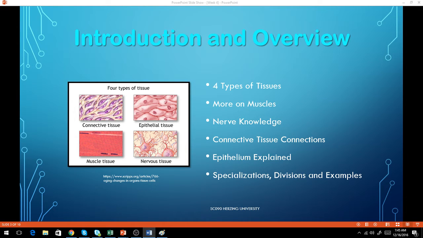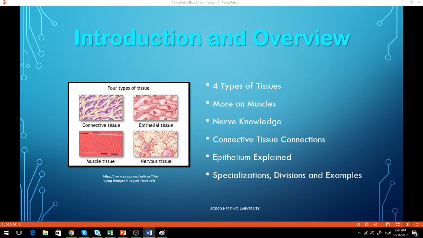Week 4 is our last unit of study for this course. We'll continue our trip up the levels of organization and discuss tissues, organs, and organ systems. We'll get to know more about the different types of tissues and how they join to form organs and ultimately organ systems. As you can see here, we'll be covering 4 specific types.